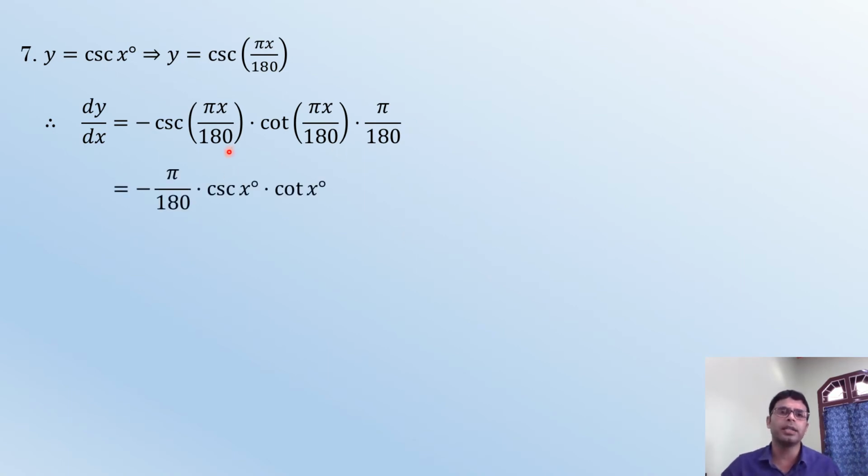And you may write it like this: pi by 180, you may write 1 degree also, so minus pi by 180 into cosec x degree cot x degree, and that is the solution of the question.